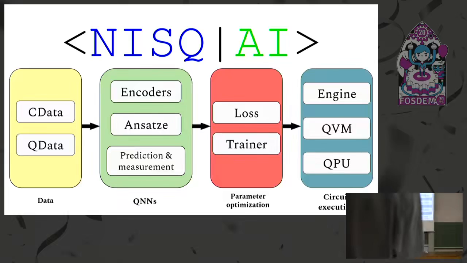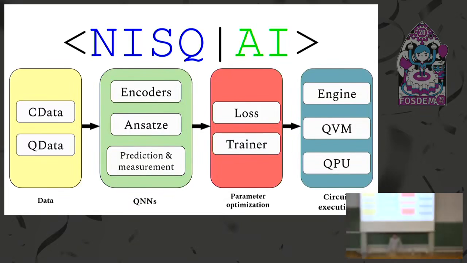So a high-level overview of our library. On the left, we have tools for representing data. So C data for classical data and Q data for quantum data. Classical data is what you normally have, and quantum data you can think of as something like a Hamiltonian, describing maybe a molecule.